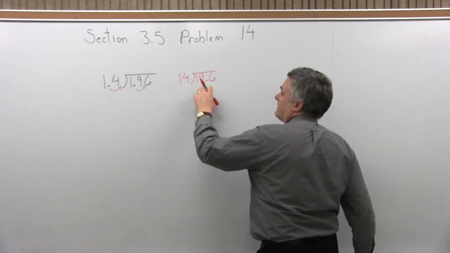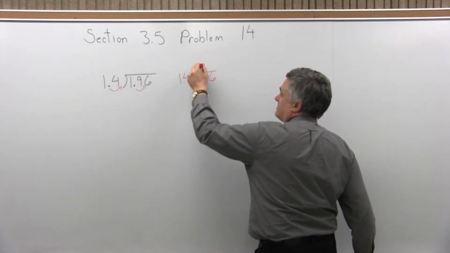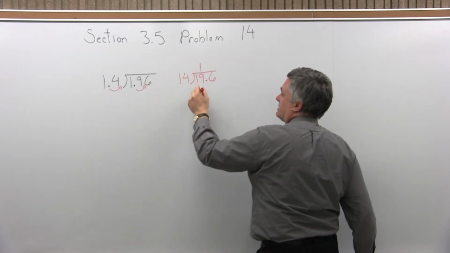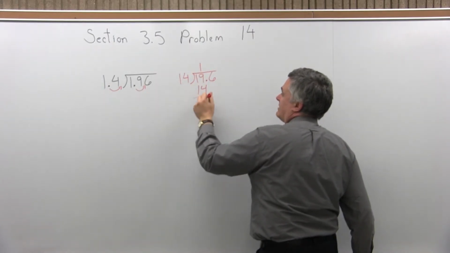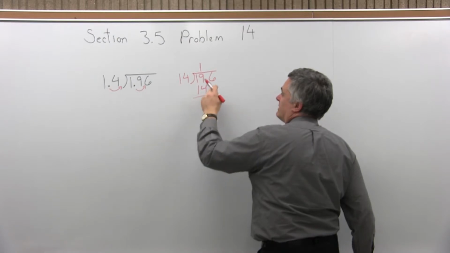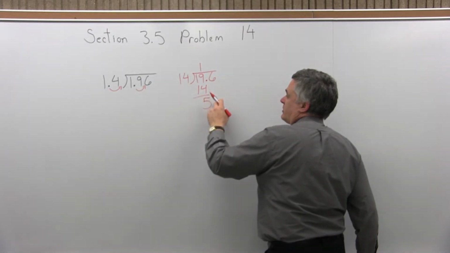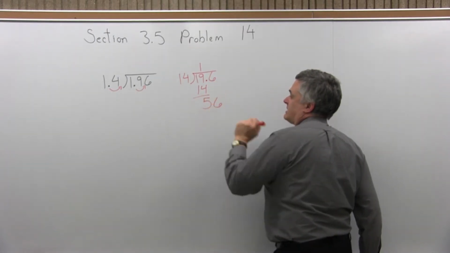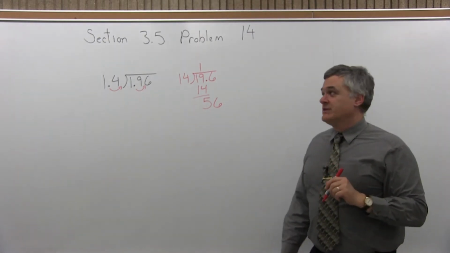So 14 divides into 19 how many times? Just once. 1 times 14 is 14. 19 minus 14 is 5. Go one digit over to the right, bring it down next to your answer so that 6 comes down, making the 5 into a 56.